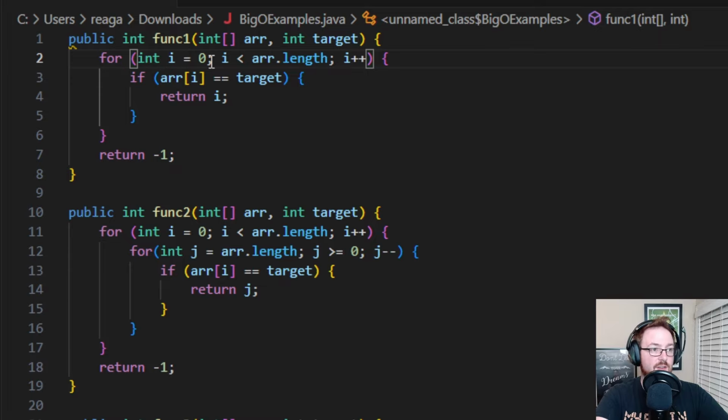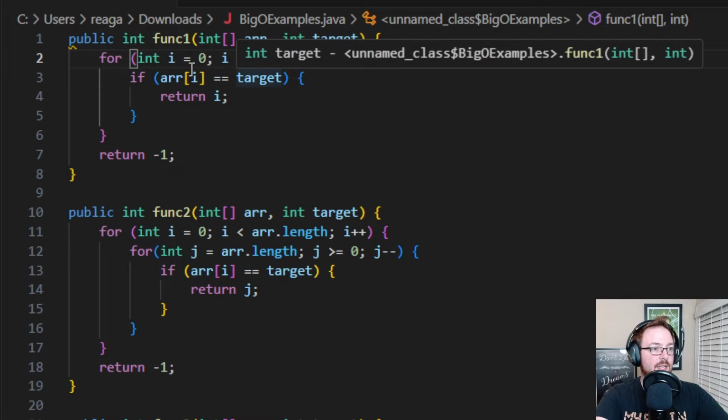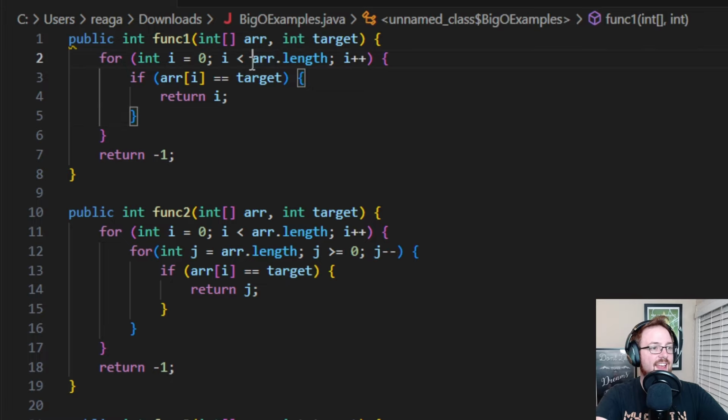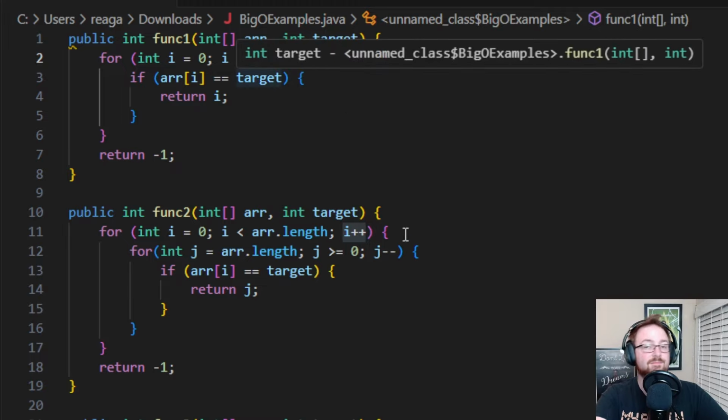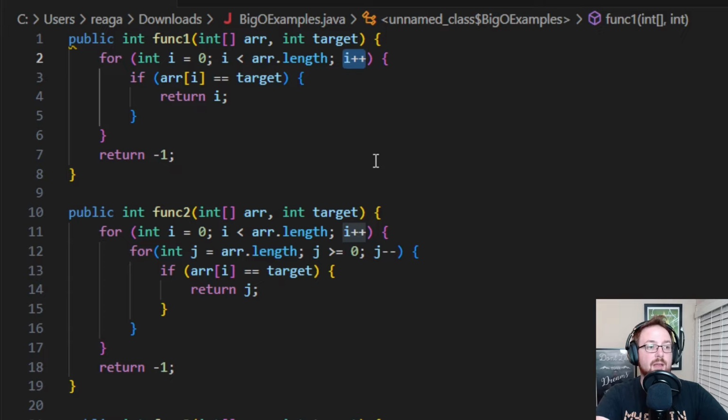In this case, we start at 0, kind of typical, and then we go all the way up to array.length, also pretty typical, and i++, which is typical. So we are going from the start to the end one by one. That means we're going over each thing. And because we're going over each thing, that is big O of n.